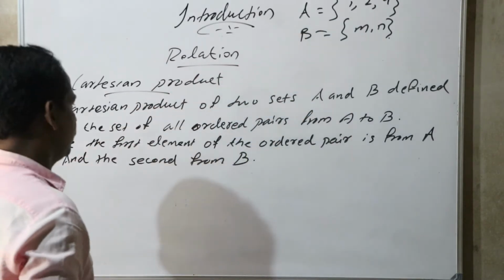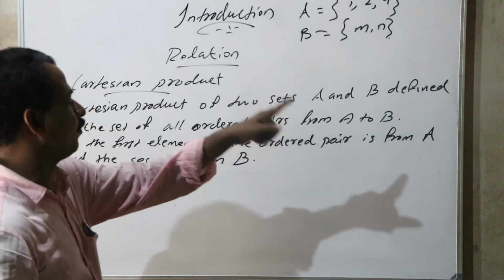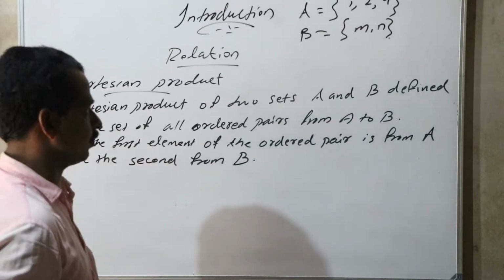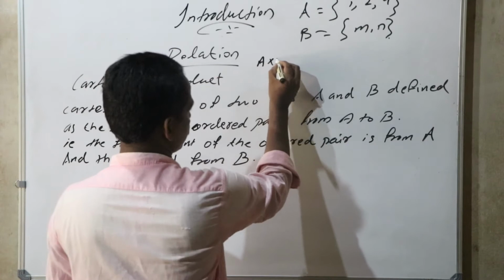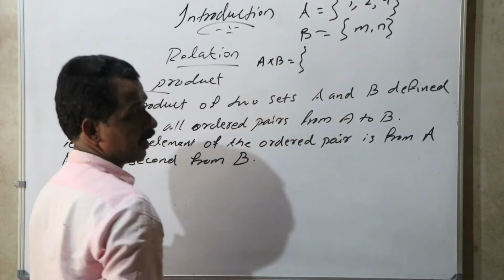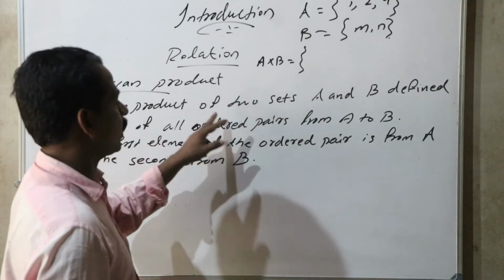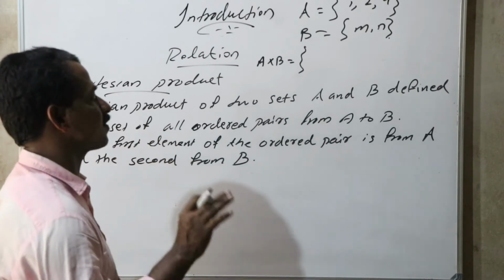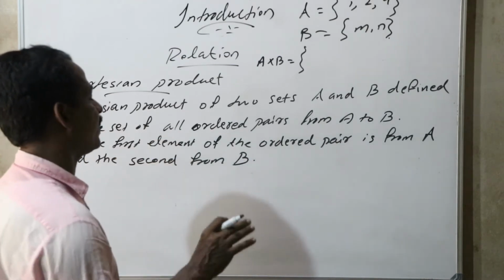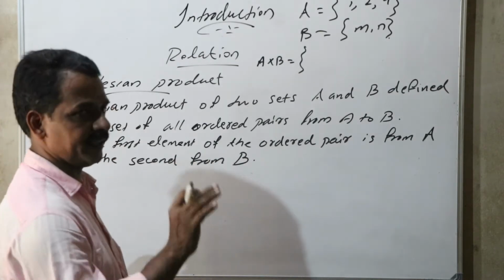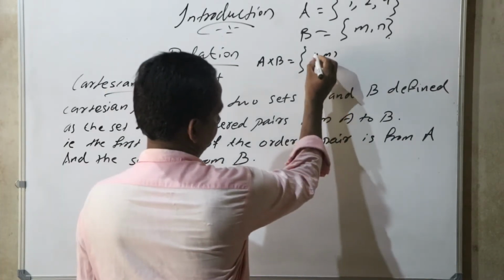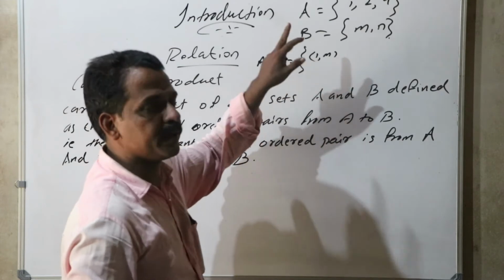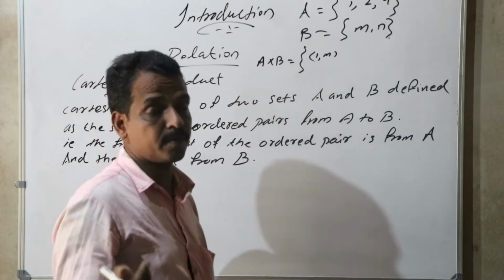Cartesian product of two sets A and B is defined as the set of all ordered pairs from A to B. A cross B is equal to the set of all ordered pairs where the first element of the ordered pair is from A. 1 M, this is an ordered pair: first element from A and the second element from B.